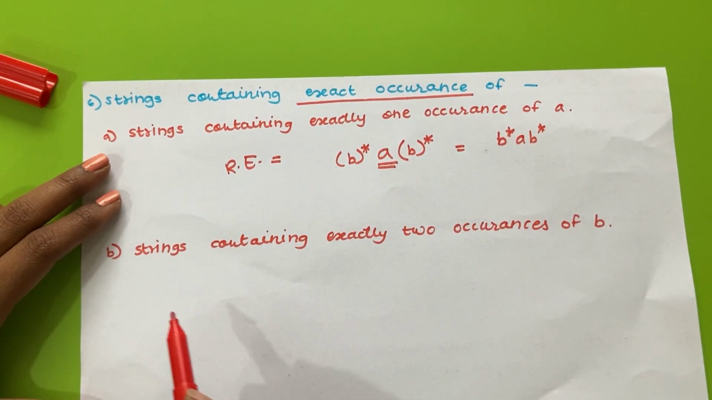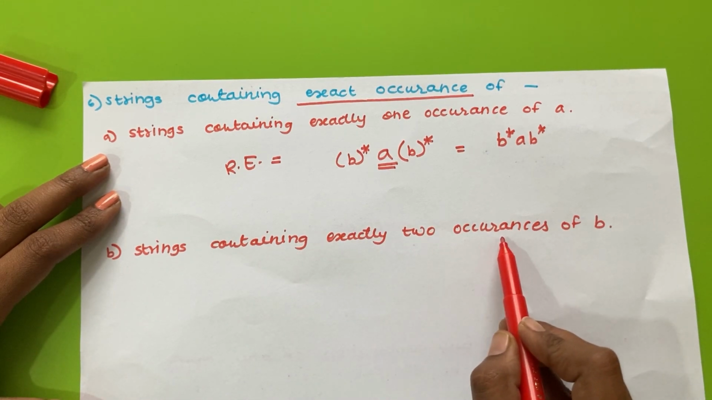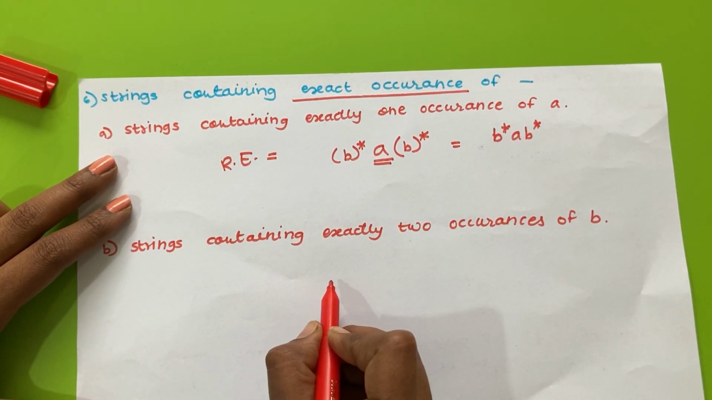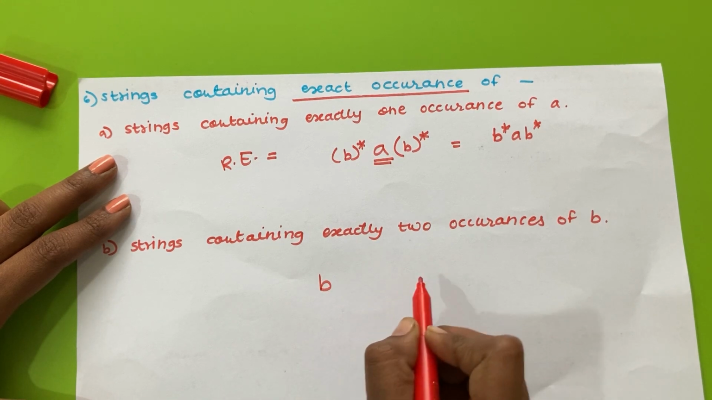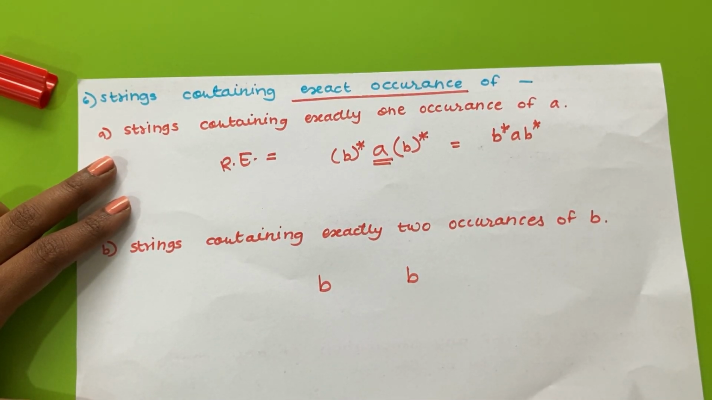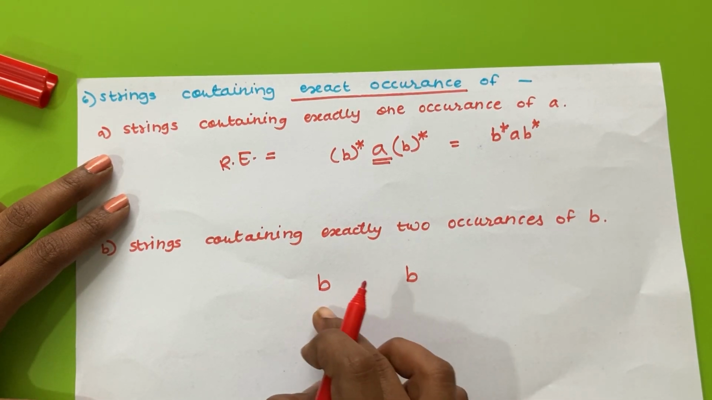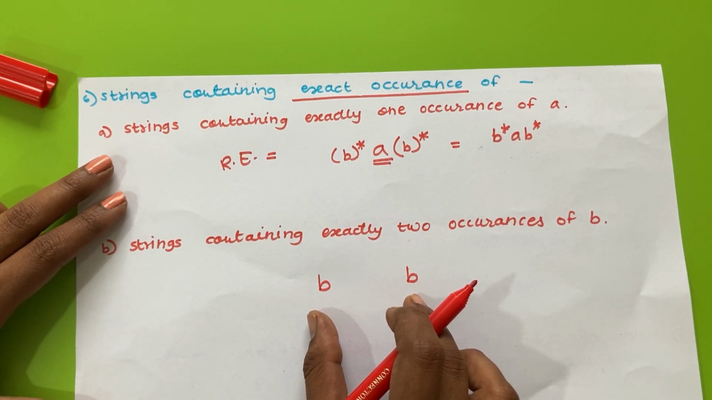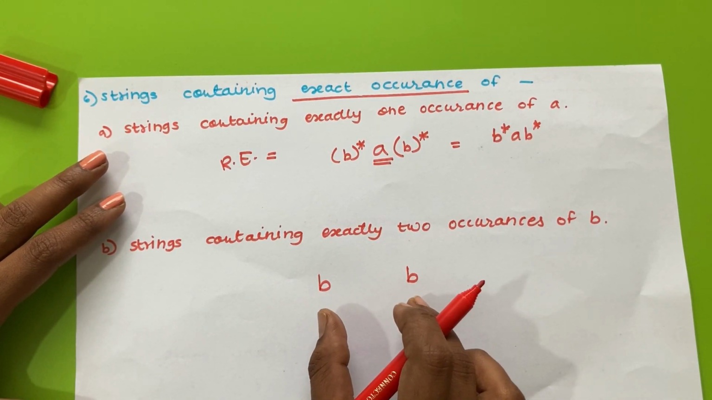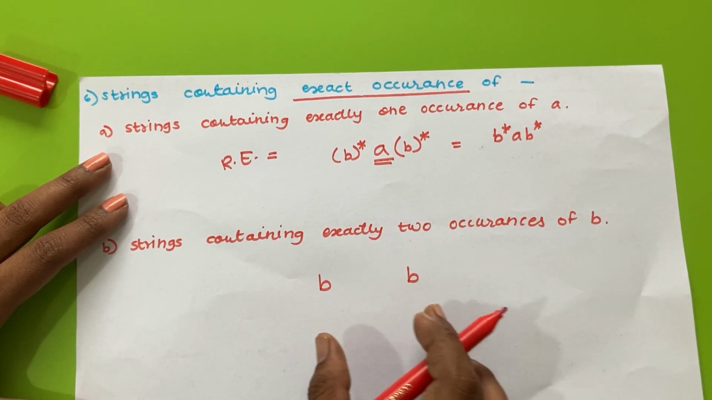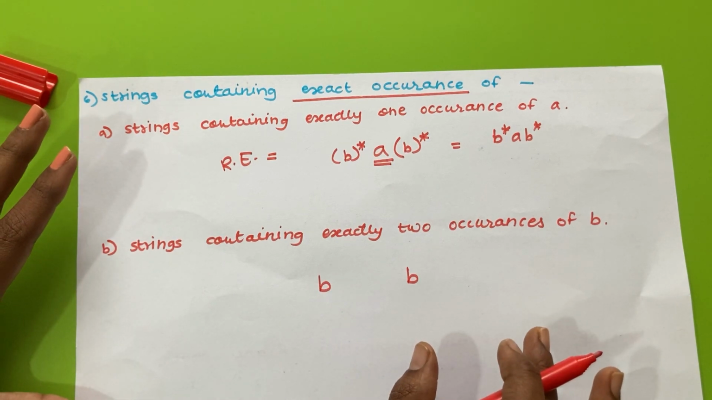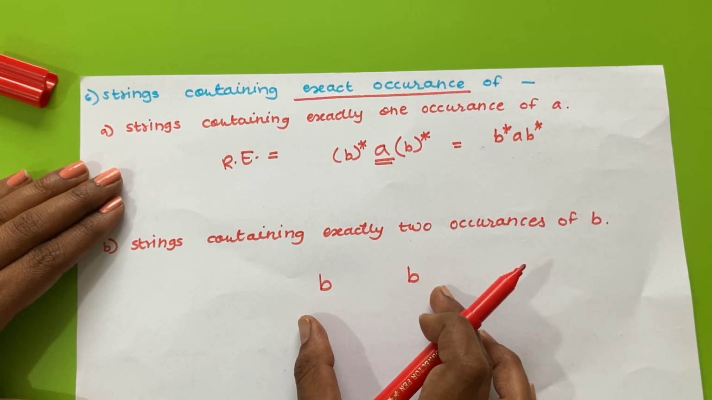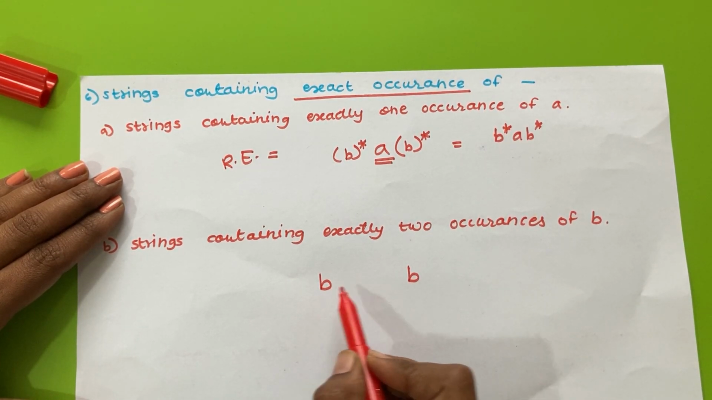Okay, now if we want strings containing exactly 2 occurrences of b, then how will that be written? So I want exactly 2 occurrences of b, so I have written here b's only. In between these 2 b's, we don't know their position, means these 2 b's are consecutive or not, or they are appearing at the start of string or they are appearing at the last of string. We don't know anything about this condition. Okay, so we just want exactly 2 occurrences of b, so I have written here 2 b's.